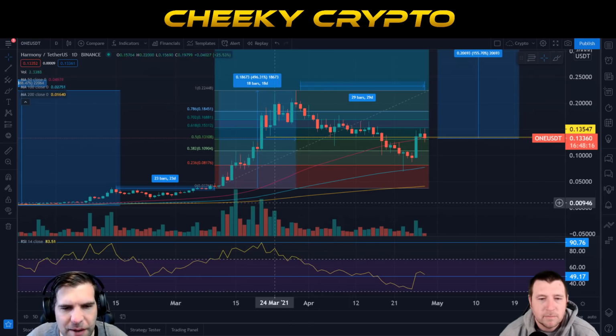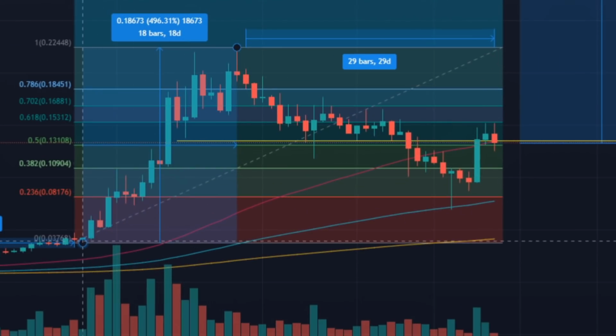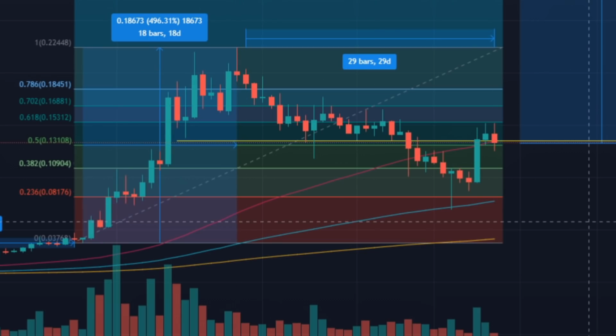So to start with, we have the Fibonacci retracement tool on here, and this actually runs down from the low of the 11th of March through to the high up here that was the 29th of March. That was an 18-day run that saw 496% in gains. Since then, we've actually been trading sideways for 29 days now, and things are starting to heat up quite nicely.